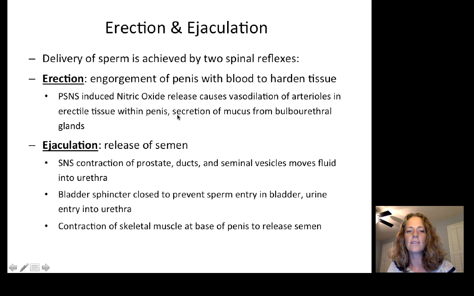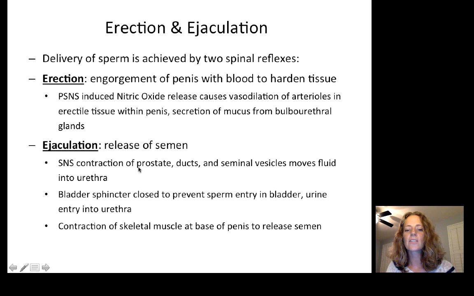It will also cause secretion of mucus from the bulbourethral glands, and then ejaculation will be the actual release of semen. So, interestingly enough, this is a sympathetic reflex. So normally we think of parasympathetic as the rest and digest and supporting sort of the basic functions, including reproduction. But here's an exception to that. The sympathetic nervous system is responsible for the ejaculation reflex.